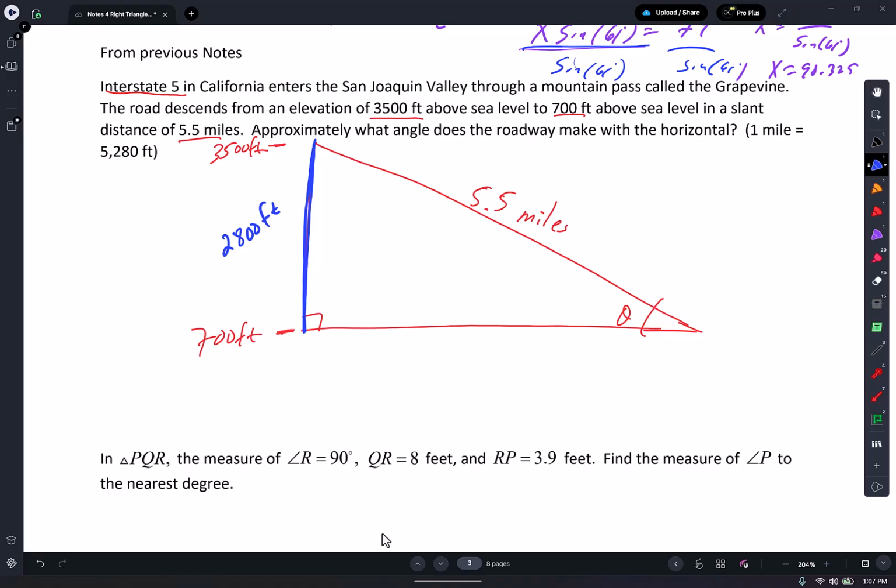And then before you can do it, I need to convert that 5.5 miles to feet. How many feet are in a mile? Okay. They're being nice. If they wouldn't have given us how many feet are in a mile, would you have been able to do this question? No. So you've never memorized the 5,280?